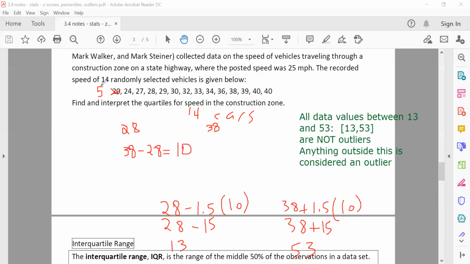Now, would 5 be an outlier here? Bet your bottom dollar it would there, Pilgrim. Yeah, that 5 is definitely an outlier here.